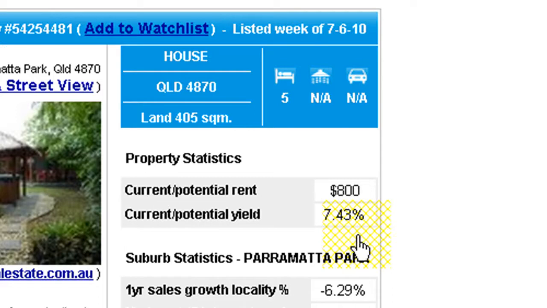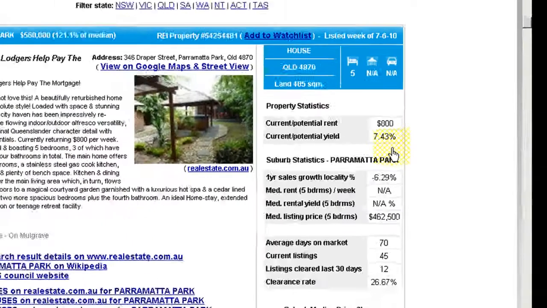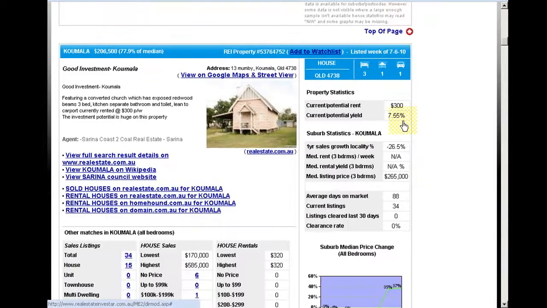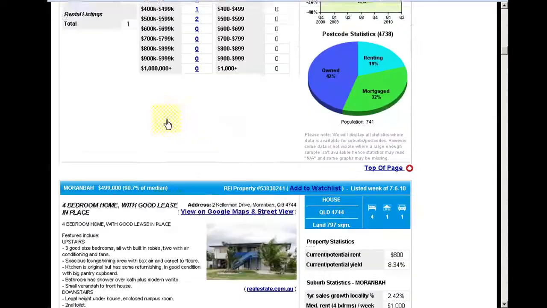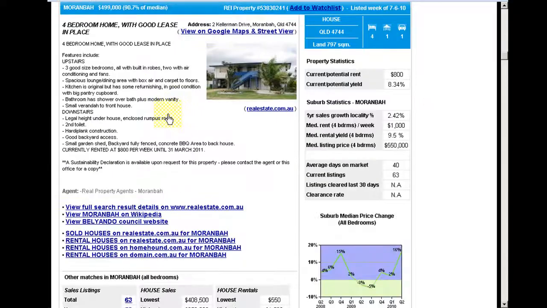I mean, there's 500 examples here across the country that have got a yield of 7% or higher, and they're from all over the country. Here's one from Queensland, 7.5% yield here. Again, Investor Search has pulled that out of the information. Another one here in Moranbah, in Queensland as well, 8.5% yield, and you'll find there's a big range.